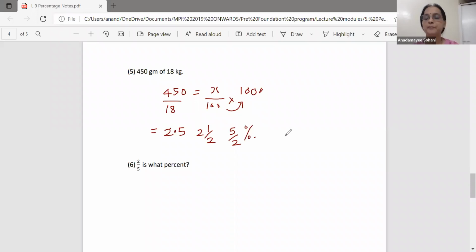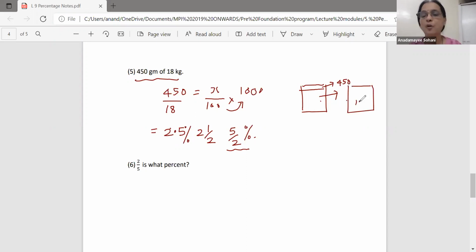Okay, so this was converting a given value in percent value. So if I've got an 18 kg whatever container with some grain in it, and I'm taking 450 grams of that, what percent I'm taking? I'm taking only 2.5%. So if my container was of 100 kg, then I would have taken only 2.5 kg out of that.